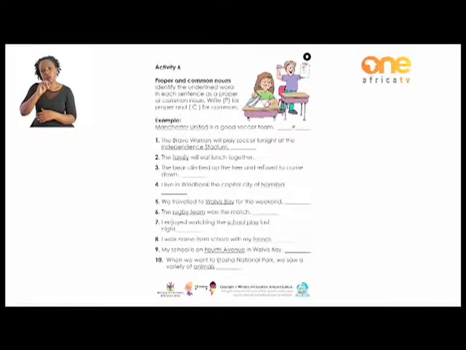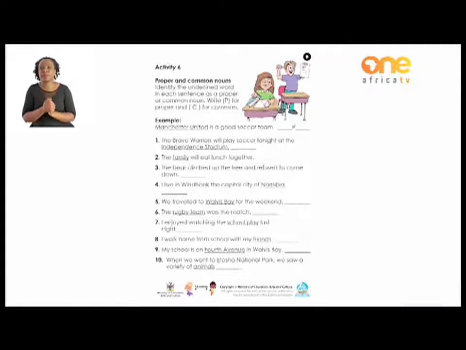An example. Manchester United is a good soccer team. The underlined word is Manchester United. You see the way it is written. Capital letter M and capital letter U to show that it's a specific name of a club or a soccer team. So in the space provided, there is a P to show that it's a proper noun.